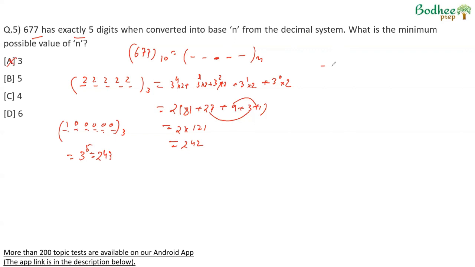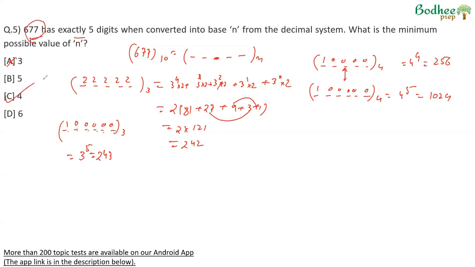If you look at base 4, 1, 2, 3, 4, 5, the smallest value will be 1, 0, 0, 0, 0. 4 raised to power 0, 1, 2, 3, 4, which is 4 raised to power 4, which is 256. The powers are 4, 16, 64, 256. And a 6-digit number 1, 2, 3, 4, 5, 6 in base 4 will have a minimum value of 4 raised to power 5, which is 1024. Clearly, 5-digit numbers in base 4 lie between 256 and 1024.